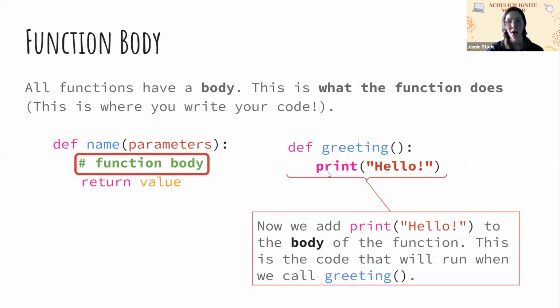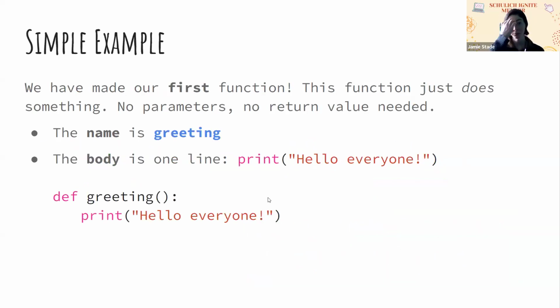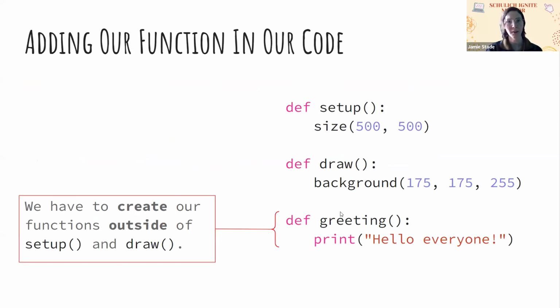Here's an example of some code we could put in that body. Let's say if we call the function greeting, we want to print hello to the terminal. We can do that with this. And that's basically one of the simplest functions we can do. We have the name greeting, we have the body with one line that prints hello everyone, and we can call that from somewhere else.